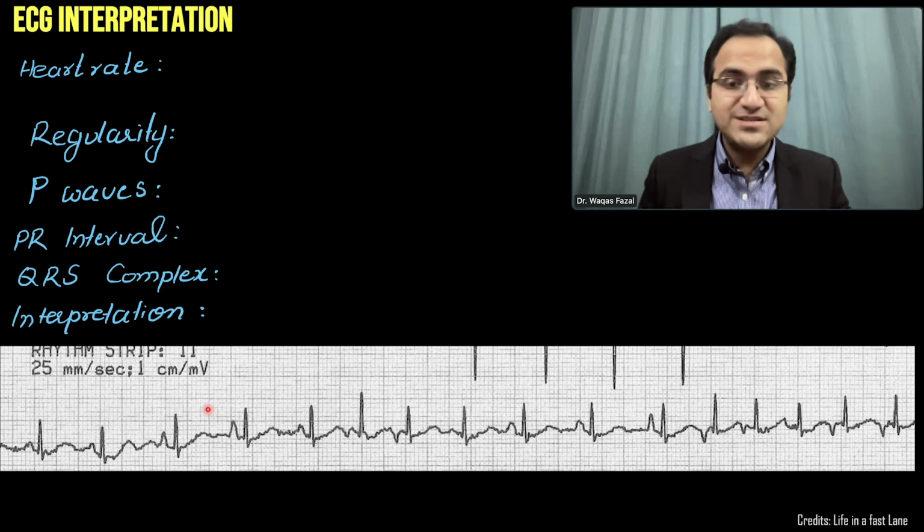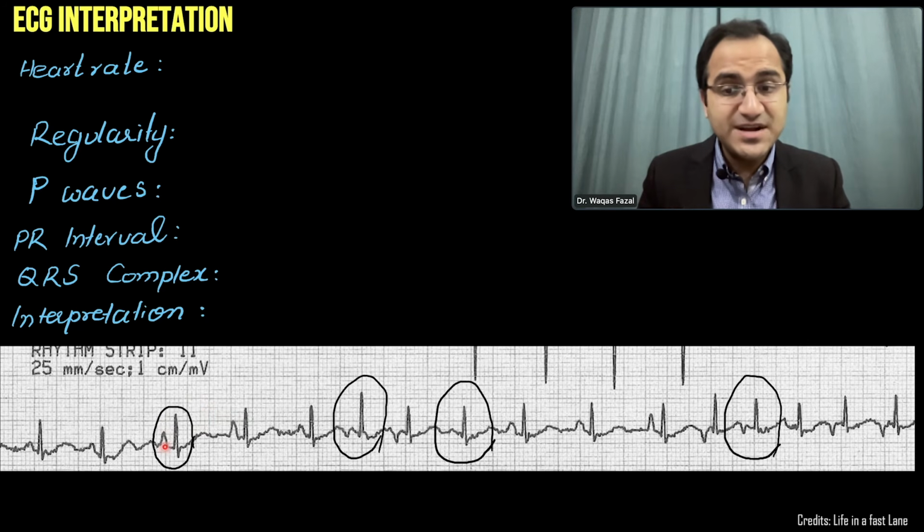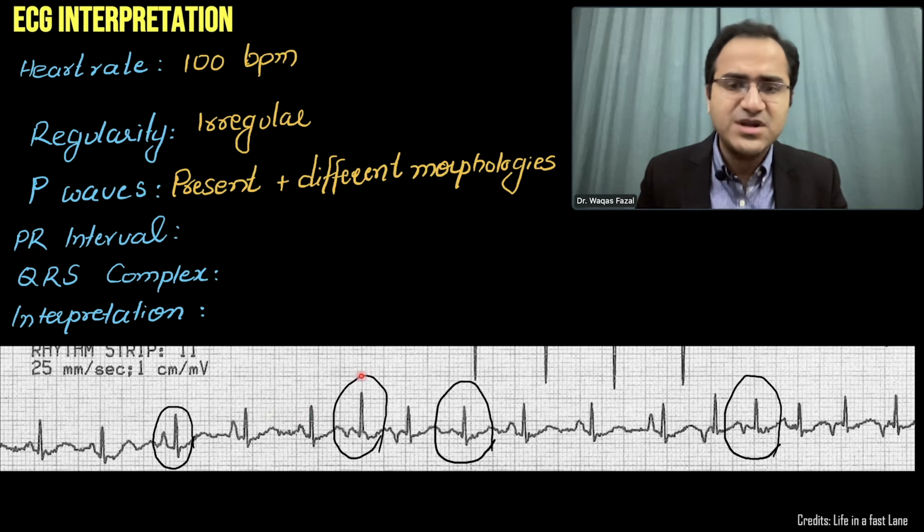Now coming to the answer, if you look at this ECG, there are different morphologies of the P waves. And if we calculate the heart rate, we have 1, 2, and almost 3 large boxes. So 300, 150, 100 beats per minute. It's better if you calculate this narrow one as well and you give it a range.